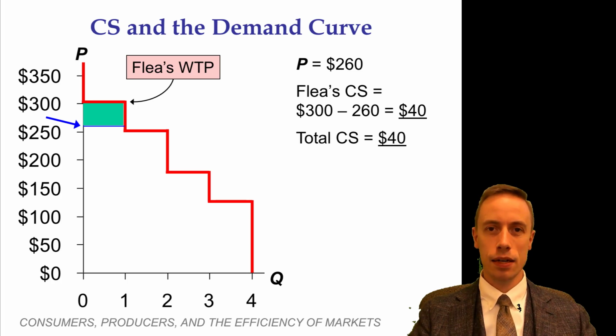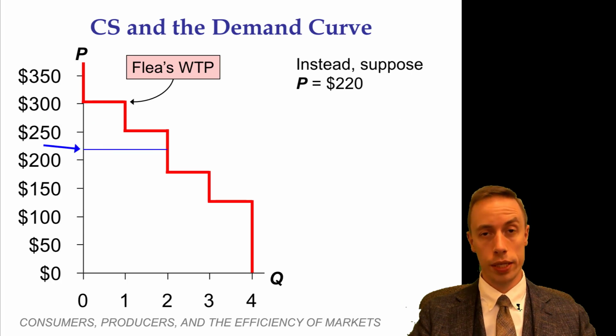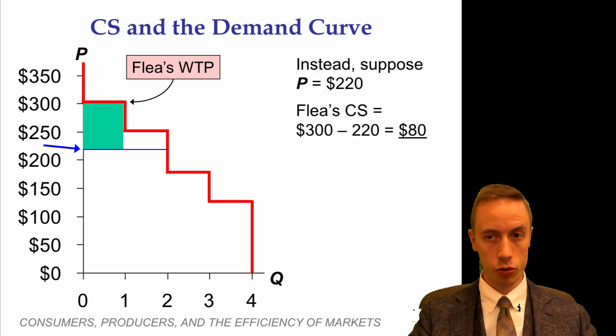Let's say the price of the iPad is lower, $220. Now we're going to have to compute consumer surplus for two buyers. First we have Flea, willing to pay $300, actually paying $220. Again, notice this rectangle, it's equal to $80 in size.